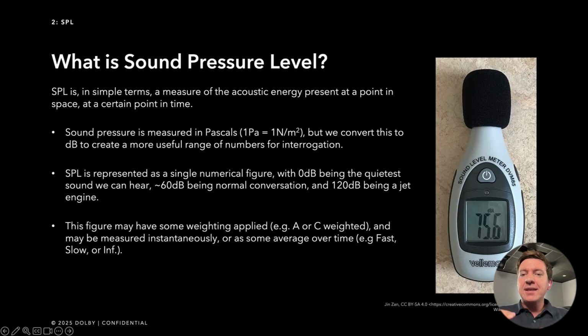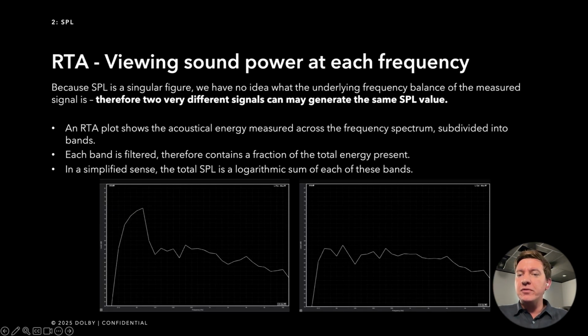Now, that single value of SPL can be useful, but it doesn't actually tell us anything about the underlying signal or the frequency profile of that underlying signal. We can get a sense of what that frequency balance in the room is by splitting it out across the frequency spectrum. We do that using RTA trace measurements. An RTA trace is a real-time analyzer trace. Basically, we're going through the frequency band, filtering it off frequency band by frequency band, and then presenting it as a line graph.